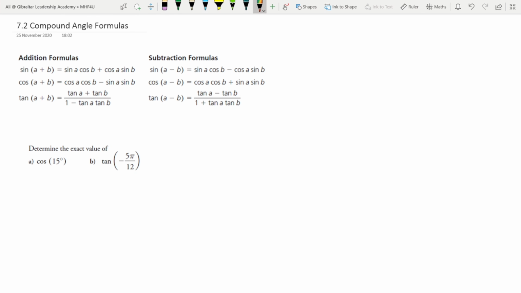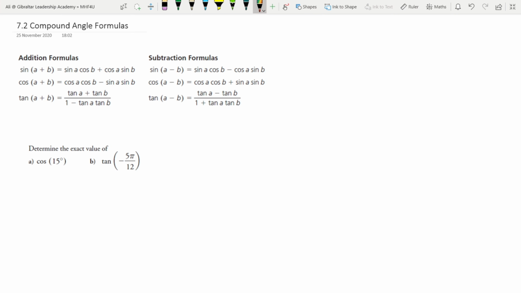It's very straightforward. Sine of a plus b, where a and b are two angles, is the same as sine a cos b plus cos a sine b. The cosine of a plus b is cos a cos b minus sine a sine b. What changes between sine a plus b and sine a minus b is simply the subtraction sign, and the same thing happens for cos a plus b and cos a minus b. Remember, sine a plus b is an addition, whereas sine a minus b becomes subtraction.